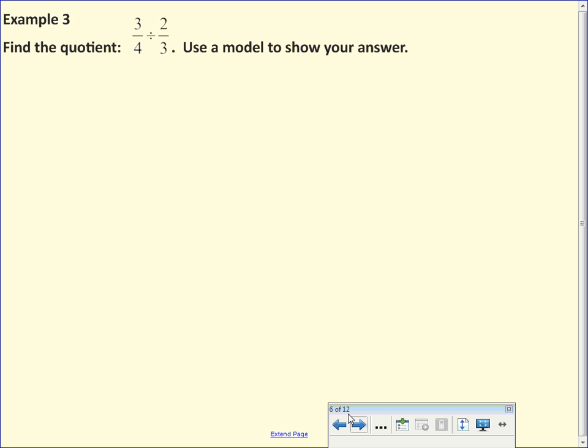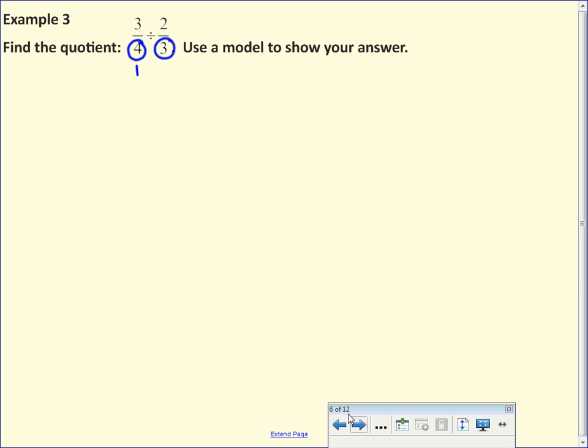So 3/4 and 2/3. Can I make the 3 into a 4? No. Make the 4 into a 3? No. But what number can I use? 12. Let's try 12. I like 12. That's a nice number.